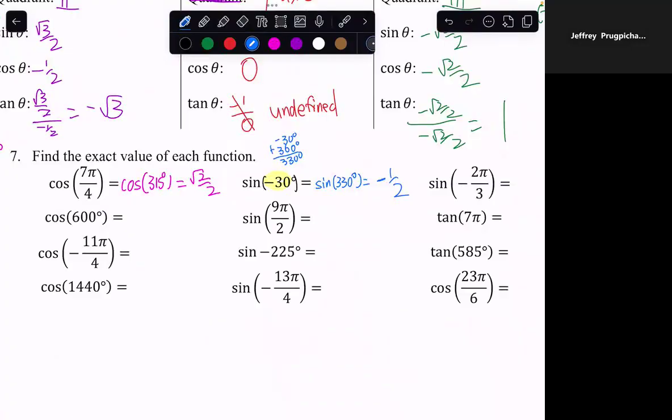Okay, so that's the idea. So go ahead and take a moment and try some of the rest of these. Again, you're welcome to use your unit circle to help, but you've got to figure out what angle to look at first.